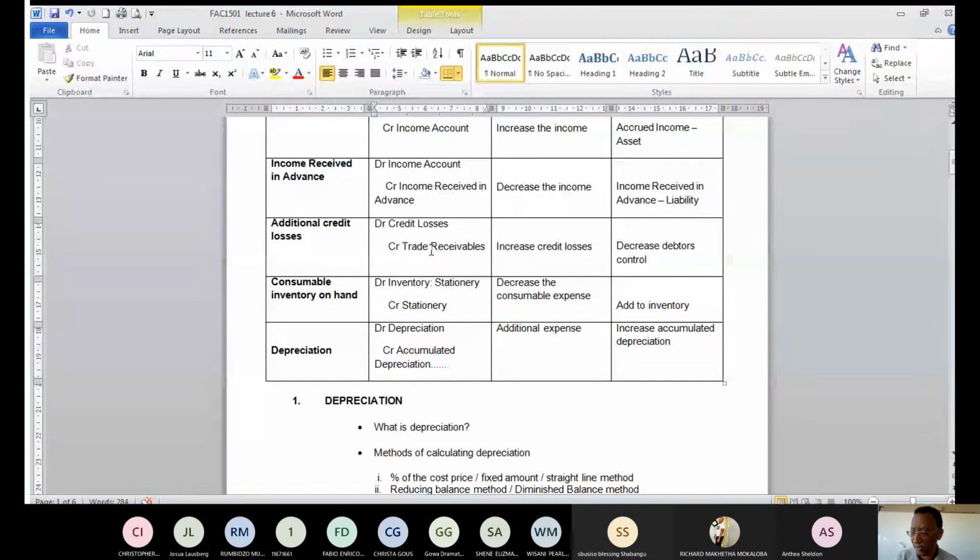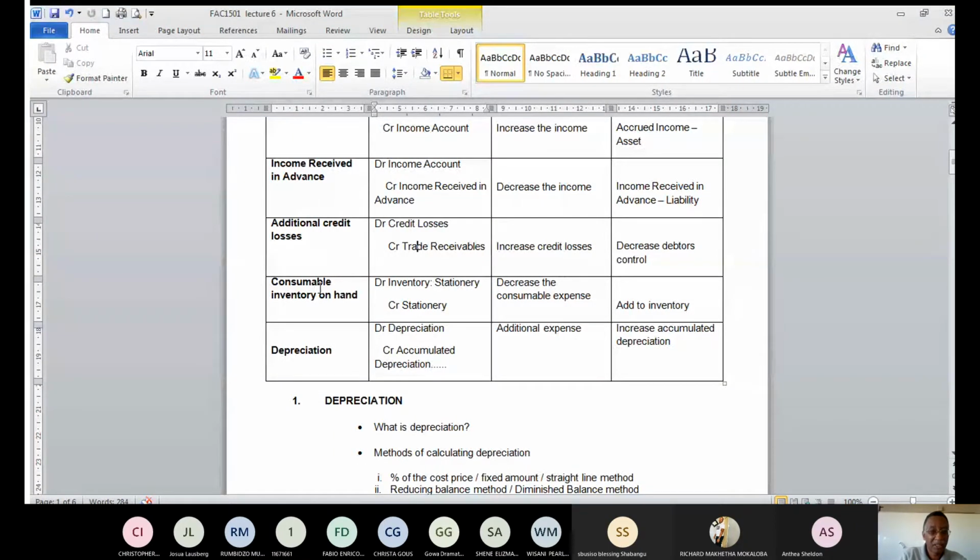Credit losses is an expense. The expense will increase on the debit side. So we will debit your account credit losses and you credit your trade receivables. In your statement of profit and loss and other comprehensive income, there will be more credit losses, so your credit losses increase. And trade receivables is an asset, so in your statement of financial position, you will decrease your trade receivables control.